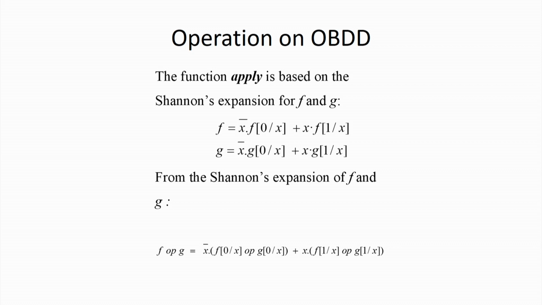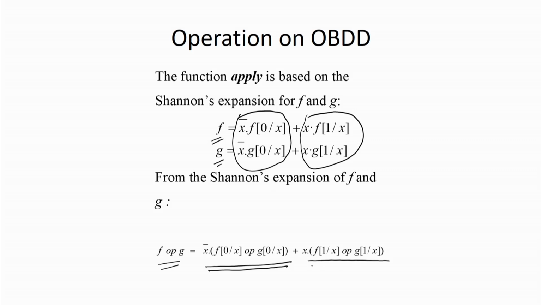The apply algorithm works on the Shannon expansion. So, if I am using two functions f and g, this is the Shannon expansion of f and this is the Shannon expansion of g. Now, when we are going to perform any operation, you can have these components separately and these components separately. Here it says the evaluation of functions f and g with respect to x equal to 0, and here the evaluation of f and g with respect to x equal to 1. So, these two components come over here and the other two components on the other side.